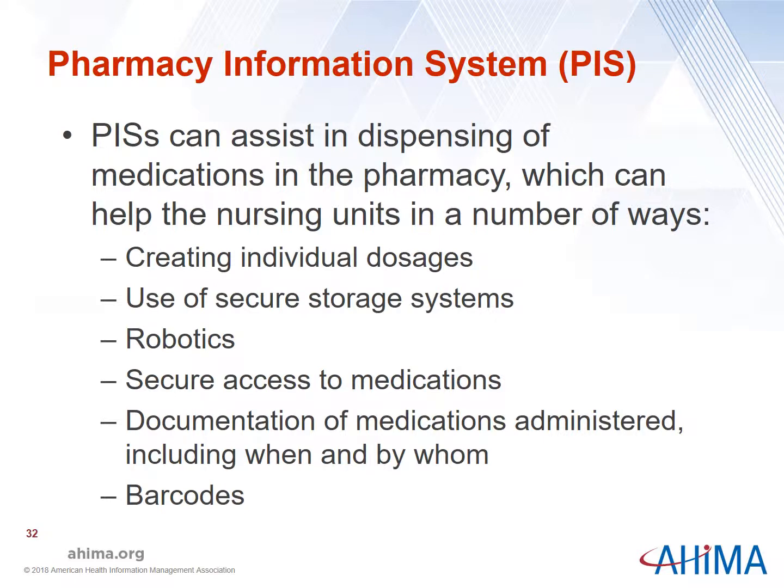The PIS can assist in the dispensing of medications in the pharmacy, which can help the nursing units in a number of ways: create individual dosages, use of secure storage systems, robotics, secure access to medications, documentation of medications administered, including when and by whom, and barcodes. The pharmacy can also analyze data stored within the information system, such as looking for patterns of drug usage and signs of abuse. These patterns may identify potential abuse by patients or physicians.